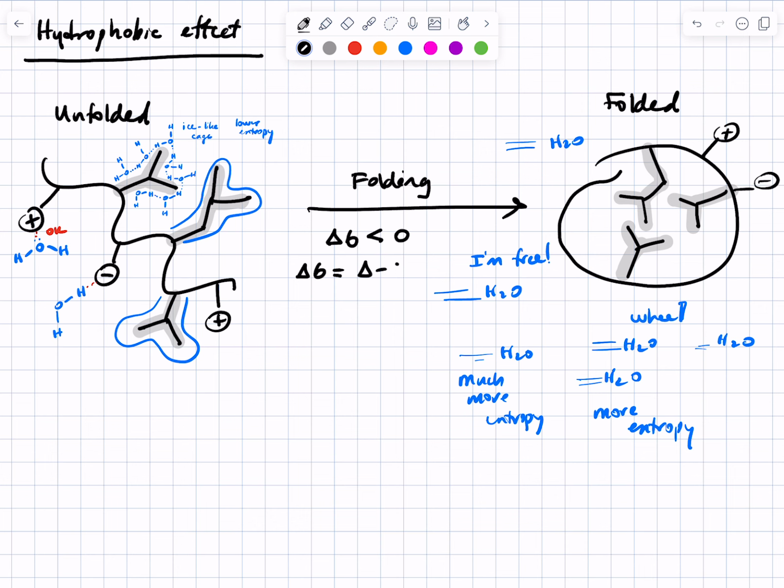If you remember that the free energy is delta H minus T delta S. Oh, I'm struggling today. I'm trying to hurry and I'm just making all kinds of mistakes. Delta S is entropy. If entropy increases, delta G gets more negative. And so the hydrophobic effect drives protein folding. And so you want, in general, to put nonpolar amino acids in the interior of a protein.